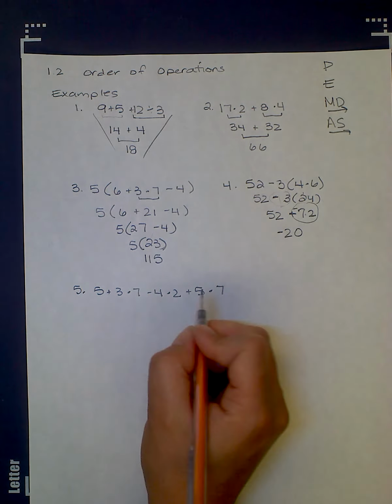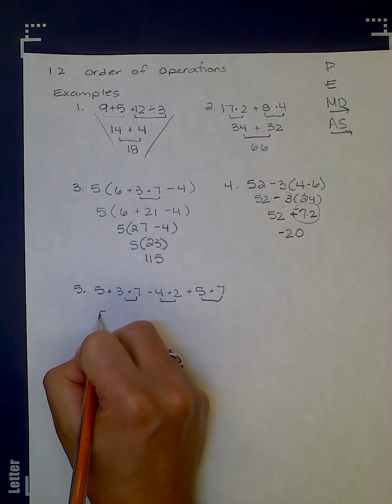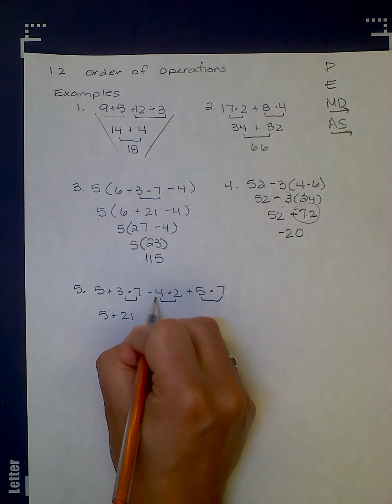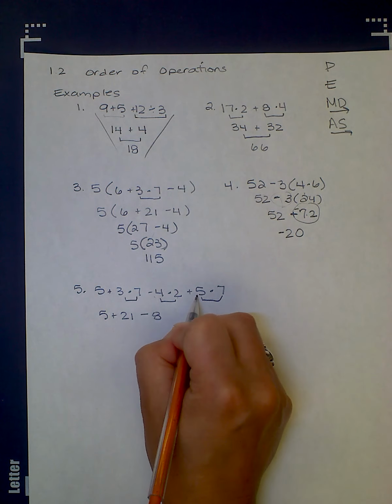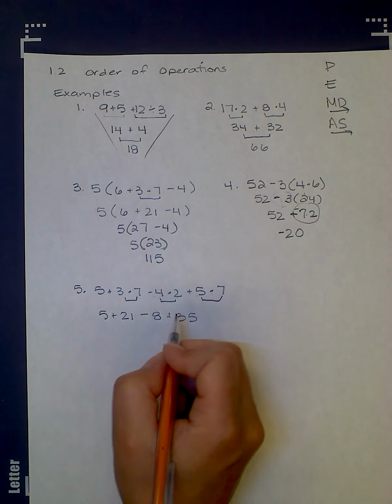So we've got to do all our multiplication first. All of these guys first. Everything else gets rewritten. 3 times 7 is 21. Negative 4 times 2 is negative 8. And 5 times 7 is 35. We'll keep working down our funnel.